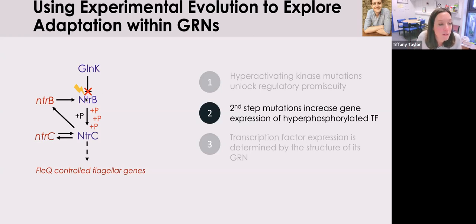So what normally happens is NTRB, as I said, phosphorylates NTRC, which is repressed by GlnK. But what these mutations do in NTRB, or in GlnK, is they essentially remove the ability of this repression. That's how you drive constant phosphorylation. And in the absence of this repression, you establish a positive feedback loop, and you can establish both hyperphosphorylation and hyperexpression through one point mutation.